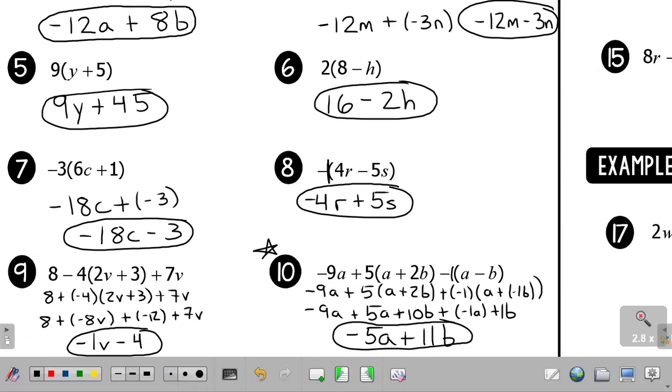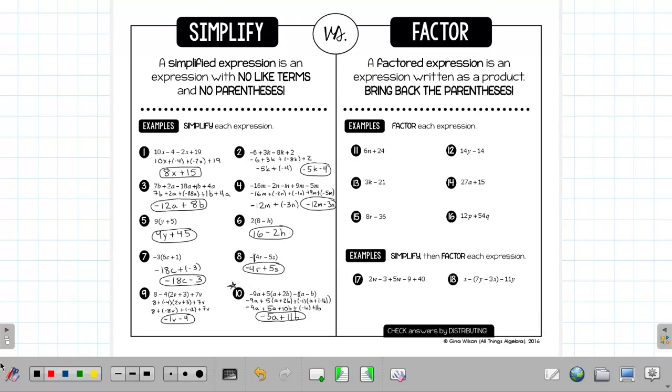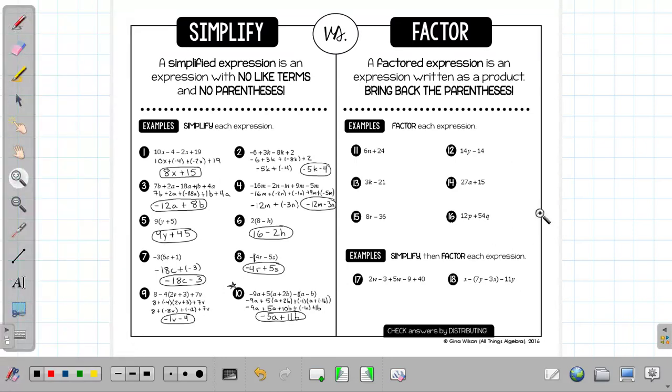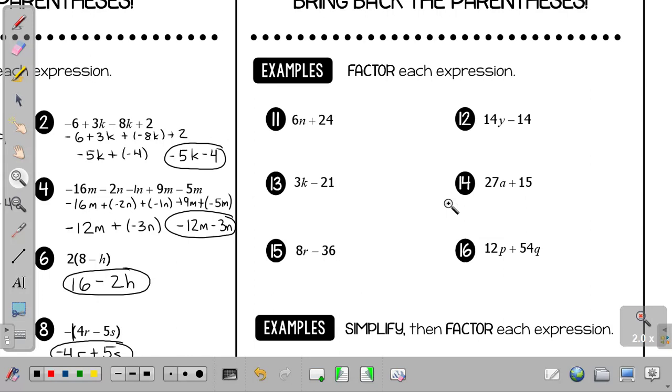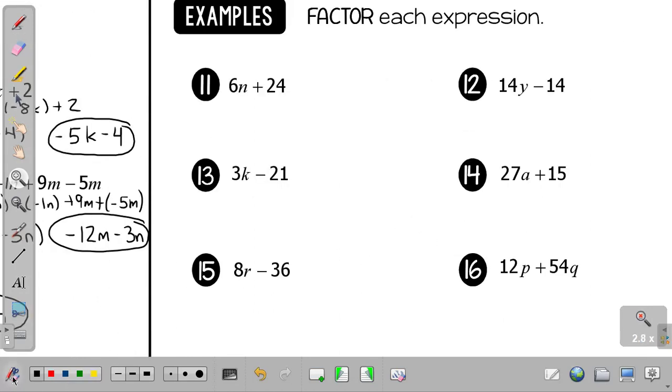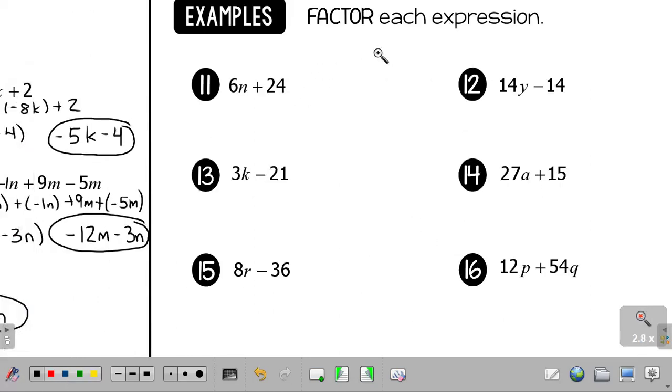Okay? Once again, let's zoom back out here. Keep clicking the wrong button there. And then let's zoom in so we can have some room here to write these out. All right, factor each expression.